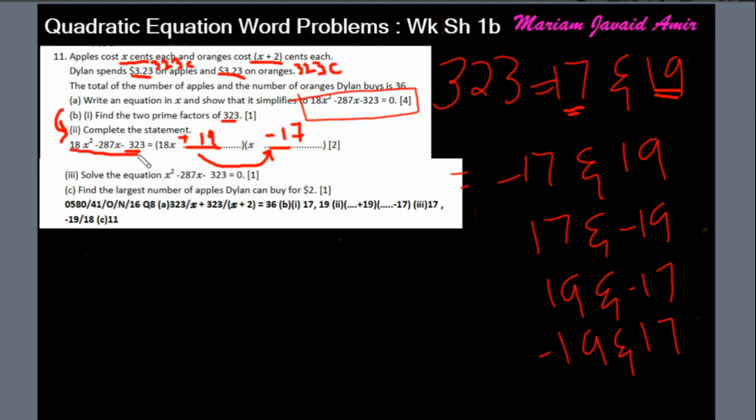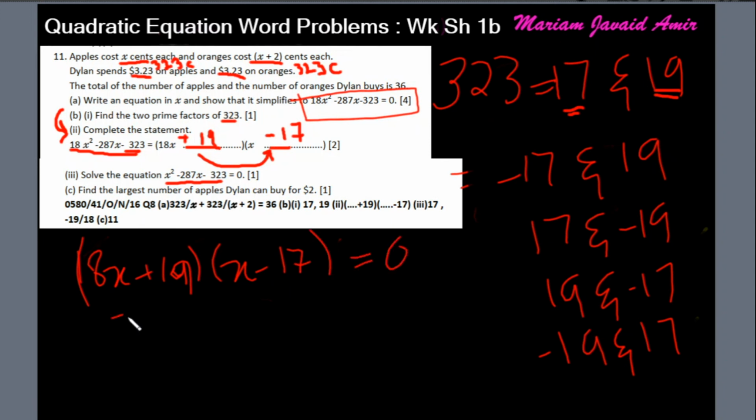Alright, so this again requires a little hit and trial. Okay, part 3, solve this equation. So we need to solve this equation which equals 0. So we'll use the previous part. We already have it factorized in the previous part, equals 0. So we're getting x equals minus 19 over 18, or x equals 17. Okay. Next is part C.